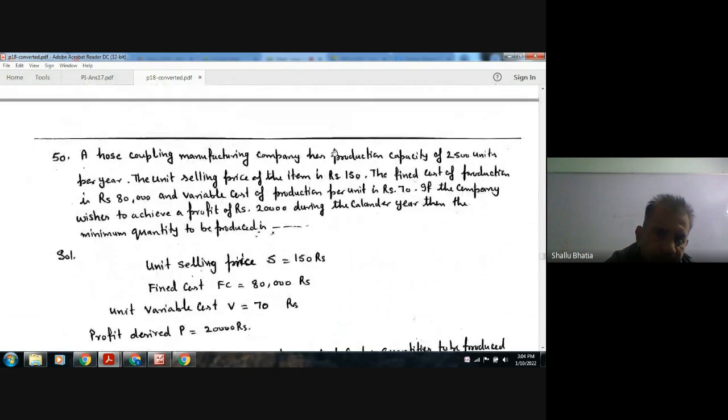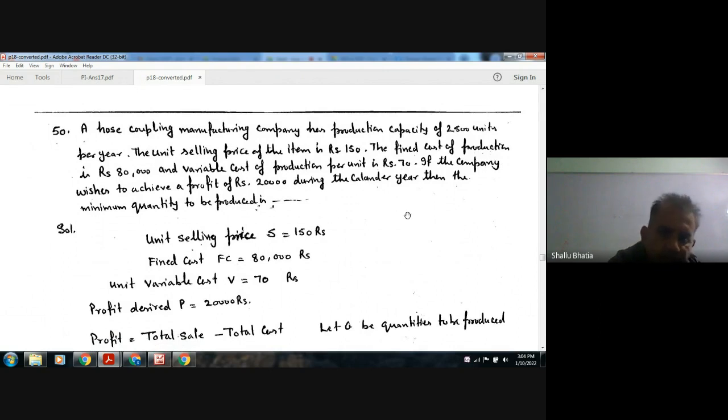Next, a wholesale coupling manufacturing company has production capacity of 2,500 units per year. The unit selling price of the item is 150 rupees. The fixed cost of the production is rupees 80,000. The variable cost of the production per unit is rupees 70. If the company wishes to achieve a profit of rupees 20,000 during the calendar year, then the minimum quantity to be produced is, so the unit selling price is 150 rupees.